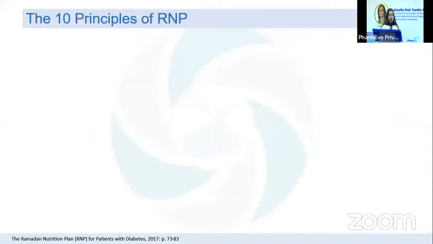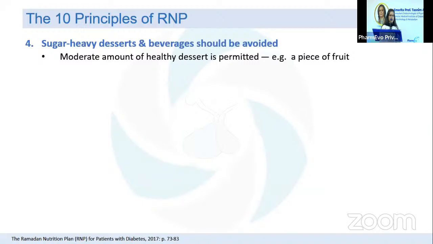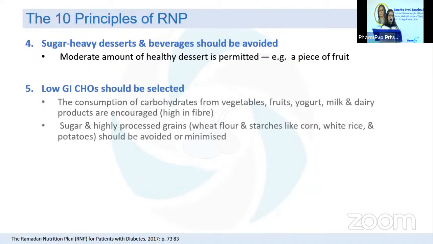So the fourth principle, sugar-heavy desserts and beverages should be avoided, but a moderate amount of healthy dessert is permitted, like a piece of fruit. Low glycemic index carbohydrates should be selected, like vegetables, fruits, yogurt, milk, and dairy products, which are high in fiber. Sugar and highly processed grains like corn and wheat flour and white rice should be avoided or minimized.